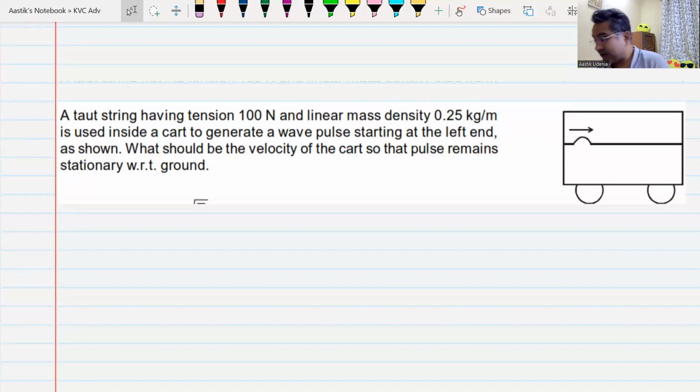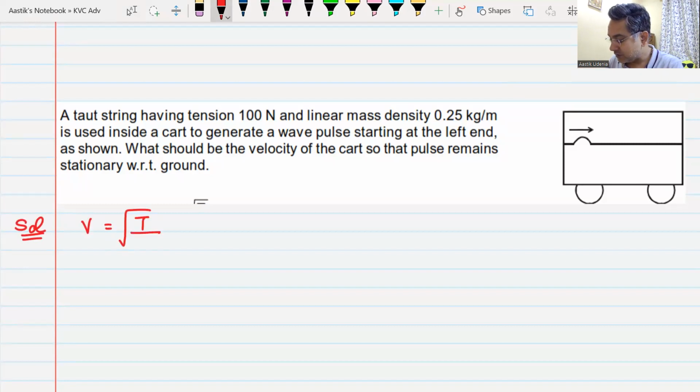That means if the pulse is moving from left to right, the cart should move from right to left. Is that so? Okay, I think that is correct. How do I solve this? First of all, I find out the velocity of this pulse, root of T divided by lambda. Yes or no? Yes, sir. And I will get it as 20 meter per second. Yes or no? Yes, sir.